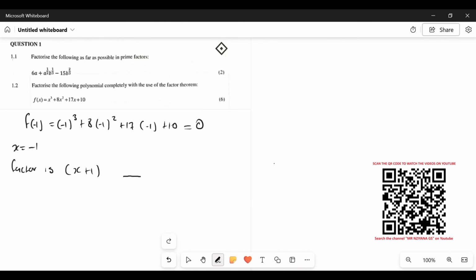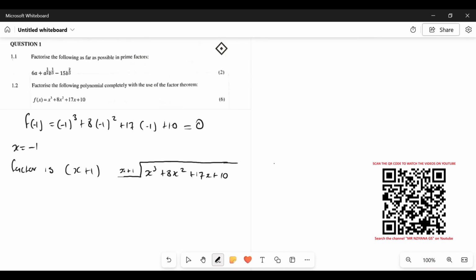Right, so we're gonna do this here. There we go. We have x plus 1, and then we're gonna put the polynomial inside there, x cubed plus 8x squared plus 17x plus 10. There we go. Now from here we start applying the long division method. Guys, if you don't know the long division method, you can use the other method as long as mathematically it's correct. So the long division method, guys, is simple.